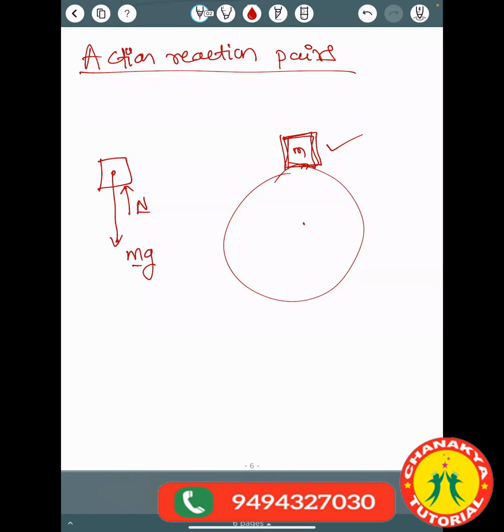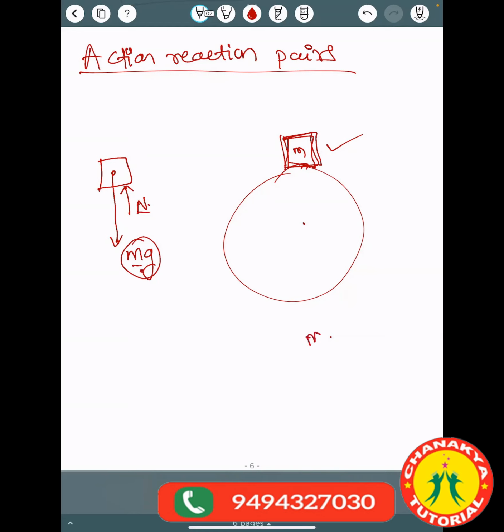Xavier, what do you think? No, sir. Why no? It is gravitational magnetic, sir. No, it's not magnetic. Gravitational force is gravitational force. It doesn't come under electromagnetic force. Normal is electromagnetic force.